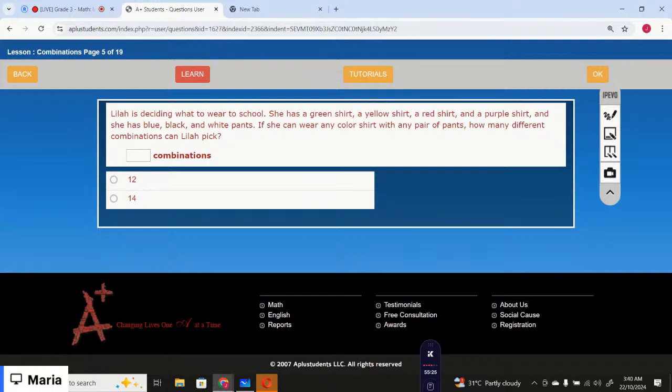The correct option is, 1, 2, 3, 4 options for shirt and 3 options for pants. So 4 times 3 is 12. The correct option is 12. Okay, you can complete the lesson by yourself later today.